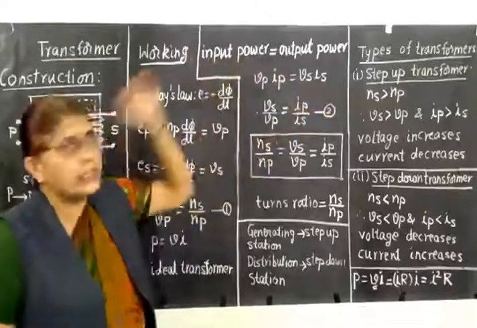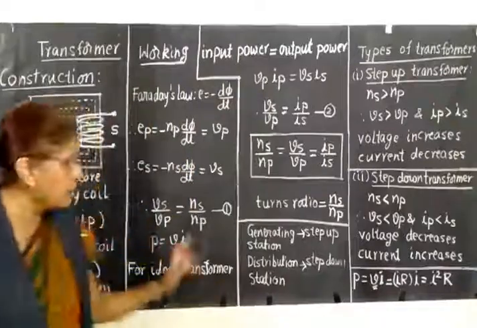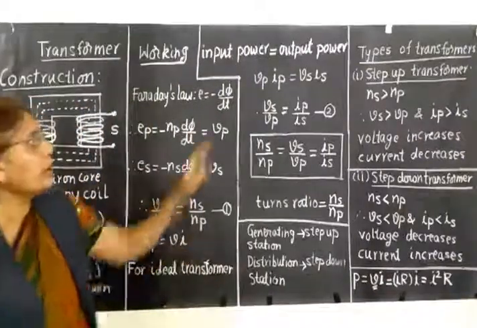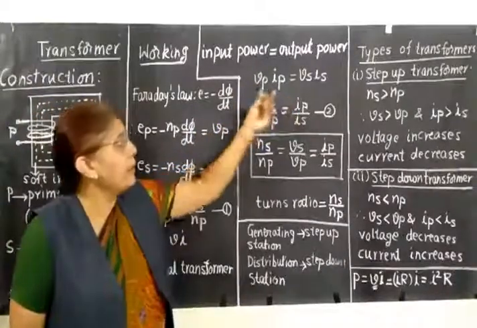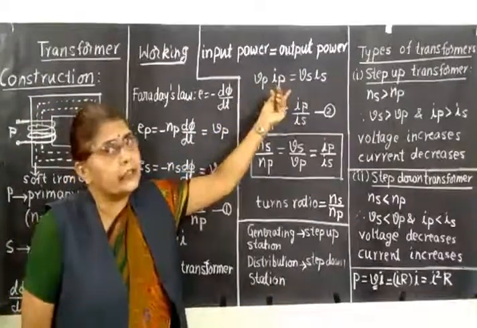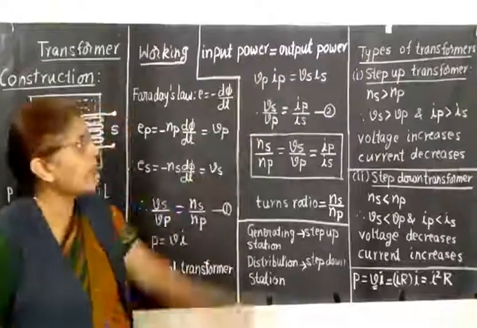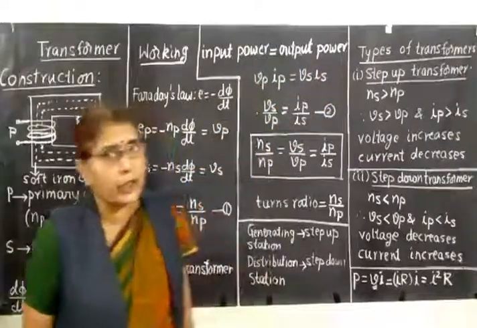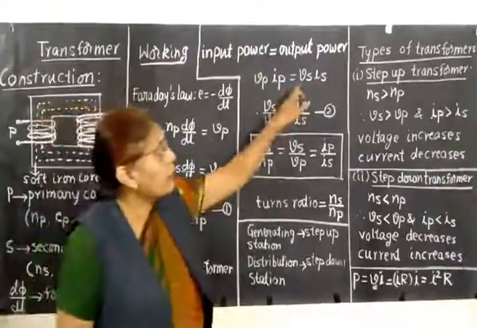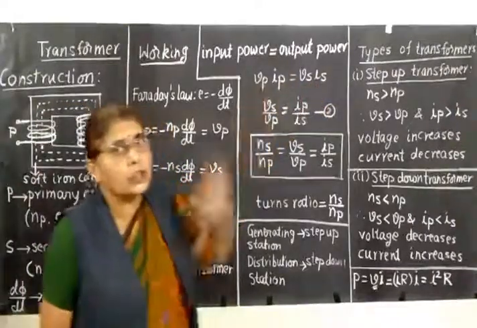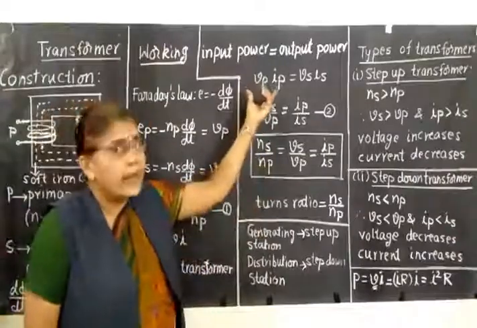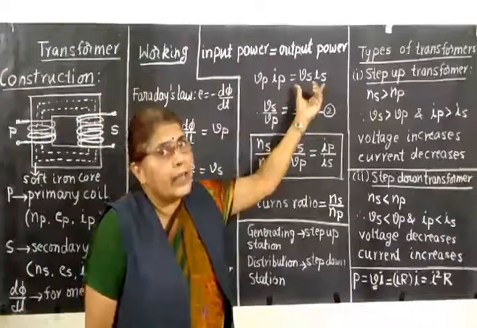Then what is an expression for input power? Power is the product of voltage and current. So we shall write input power as Vp into Ip. Vp is your input voltage, Ip is your input current. Now let us write the output power. It is taken across the secondary. So voltage across the secondary Vs into current through the secondary, that is Is. So we have the equation Vp Ip is equal to Vs Is.